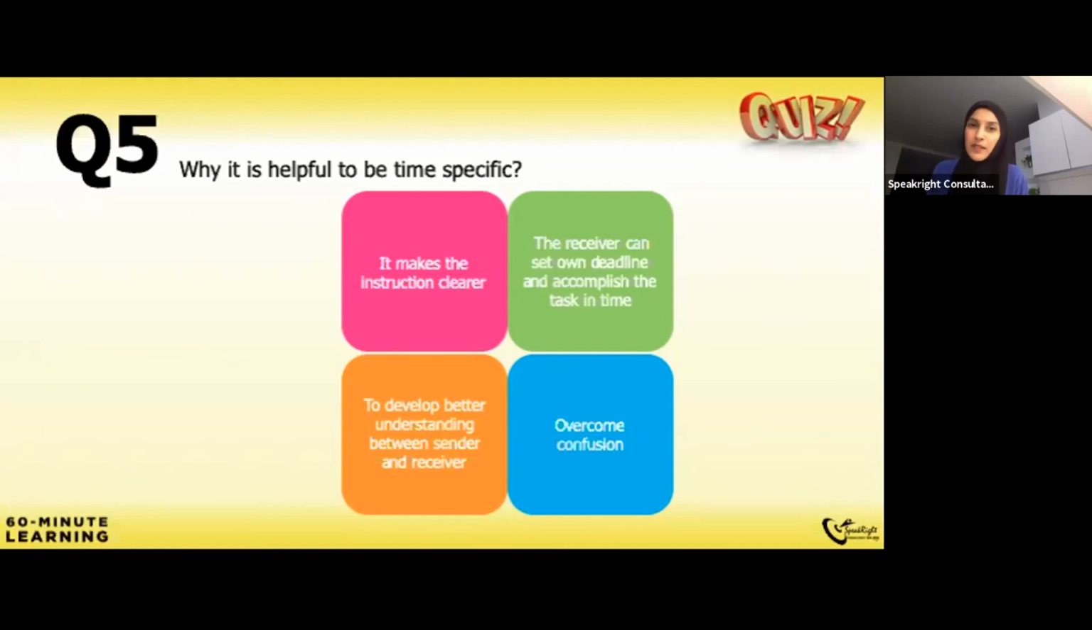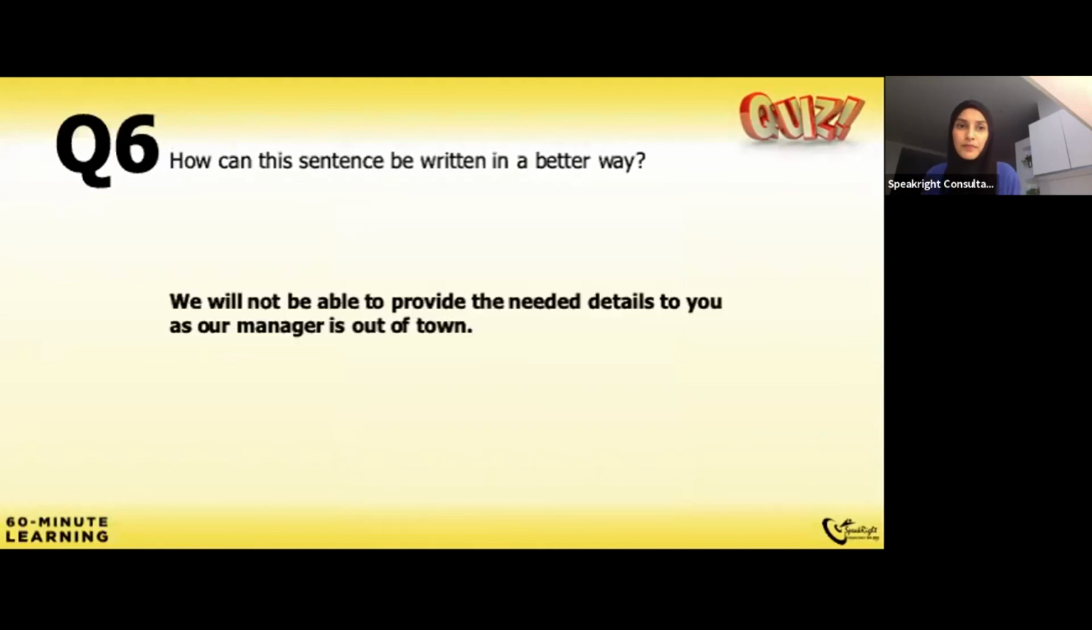Get ready. It's going to get even more challenging. How can this sentence be written in a better way? We will not be able to provide the needed details to you as our manager is out of town. This is changing the way the receiver feels. How can we write it in a better way?